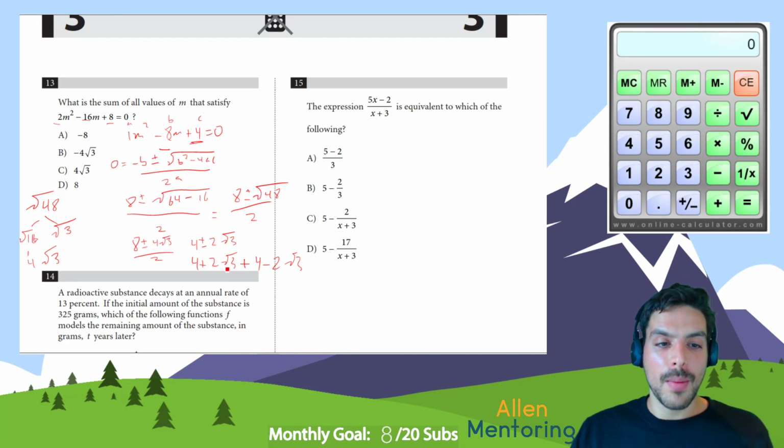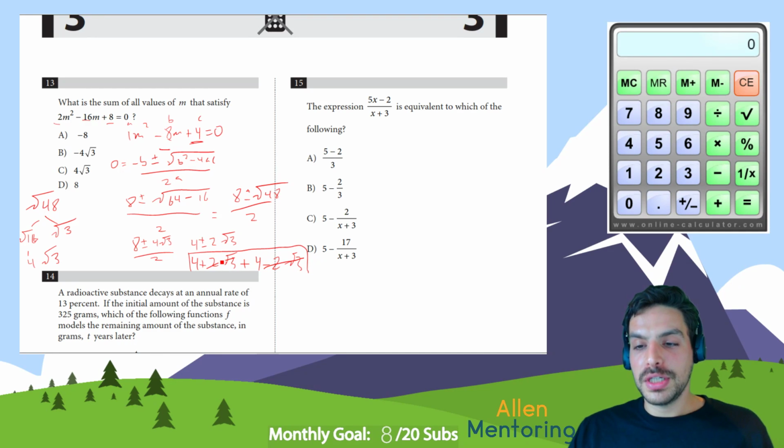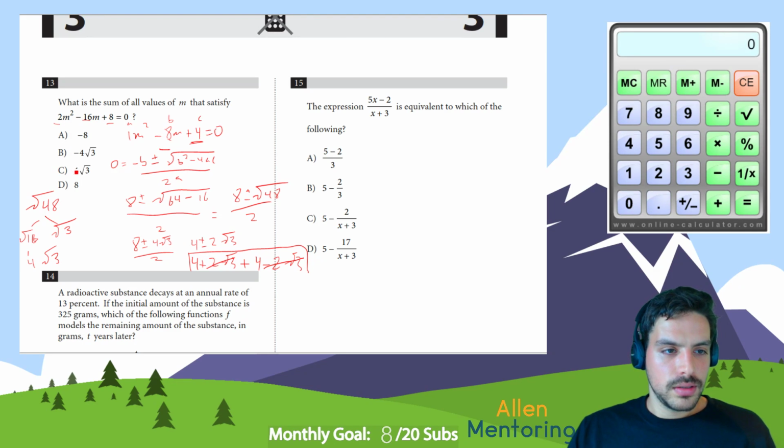So what is the sum of these right here? Okay, and we see that 2 root 3 minus 2 root 3 cancels out. Bam, get out of here. All right, so the final solution to this is just 4 plus 4, which is 8. Not too shabby.